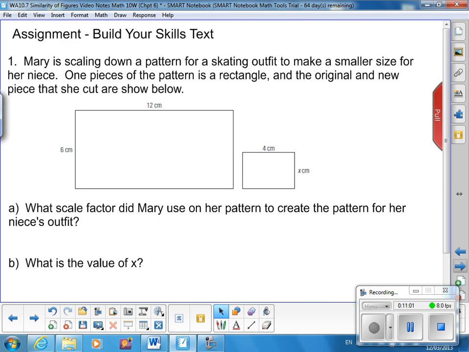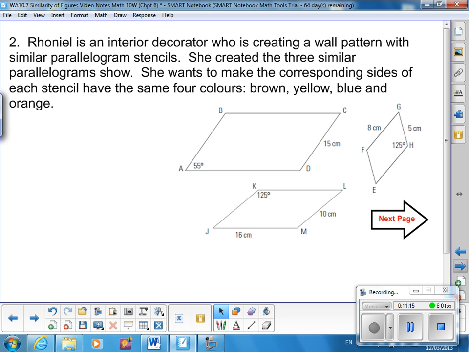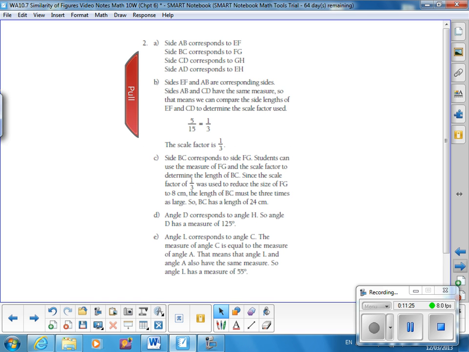All right, assignment, build your skills. These questions are actually attached to your notes. So there's a question about a skating outfit making a smaller pattern, and then the answer is attached on the next slide. There's a second question about an interior designer making parallelogram stencils, and some questions, and the answers are attached there as well.